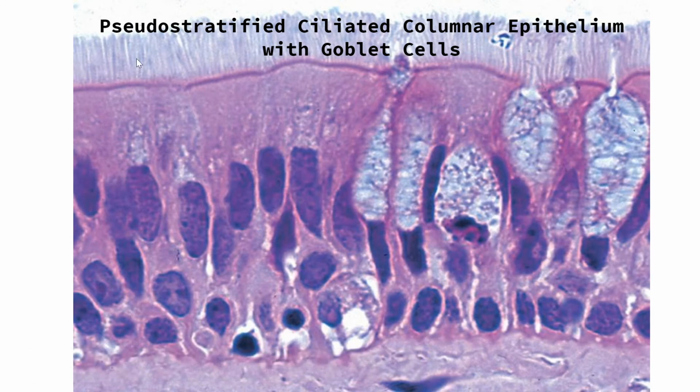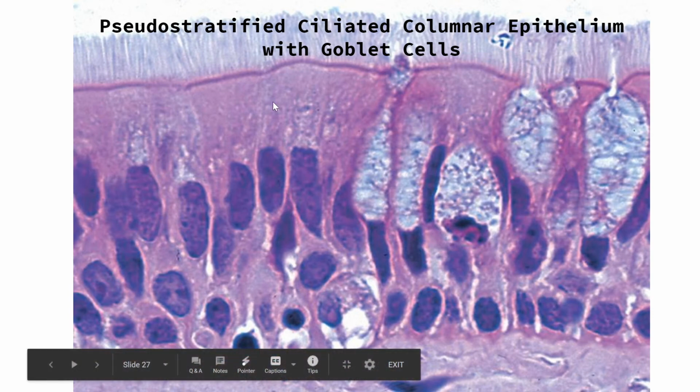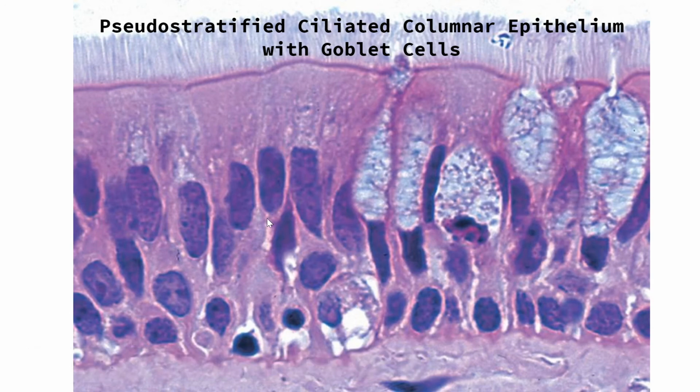Ciliated, this is the cilia on the top, the little hairs that are able to move and help circulate things. Columnar means that they're pretty much rectangular shaped. So pseudostratified, ciliated, columnar epithelium. And then this particular section has goblet cells. Like this white cell right here is a goblet cell that produces mucus. This is another goblet cell. This is another goblet cell.